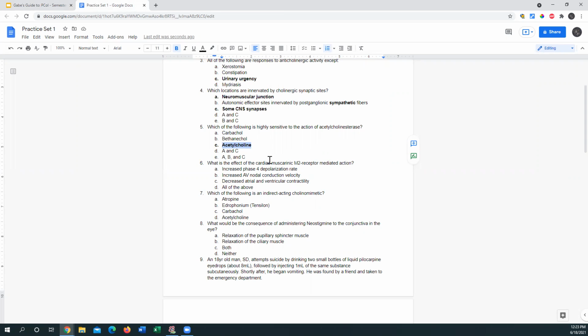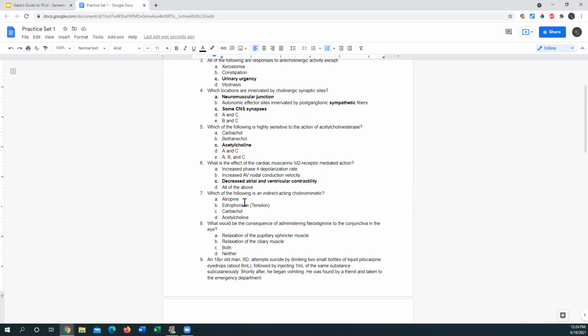Which is the effect of the cardiac muscarinic M2 receptor mediated action? What does that mean? We're talking about cardiac, so what's the effect on the heart that's mediated by the M2 receptor? Well, we know that the M2 receptor is Gi linked, which means that we're going to be decreasing cAMP, which means we're going to be lowering the stimulation. And so is it going to have increased phase 4 depolarization? No, because that's going to increase the response of the heart. Or are we going to have greater conduction velocity? No, because that's going to increase the heart rate. So we're going to see decreased atrial and ventricular contractility because we're going to be decreasing the overall effect on the heart.